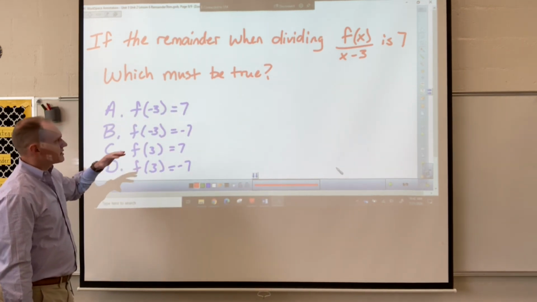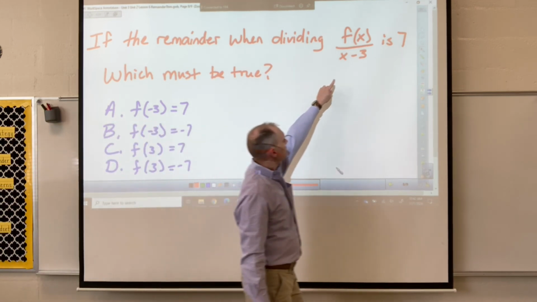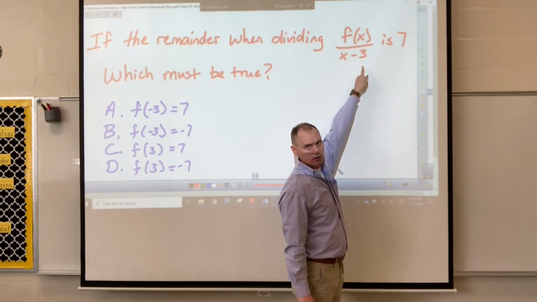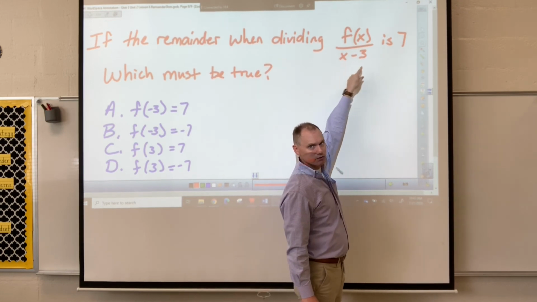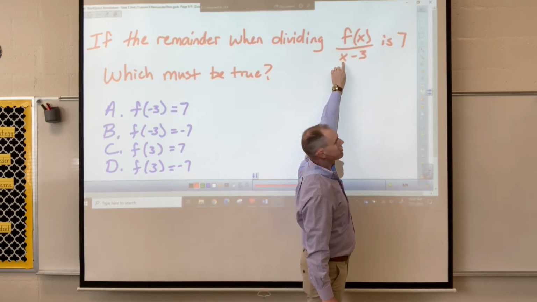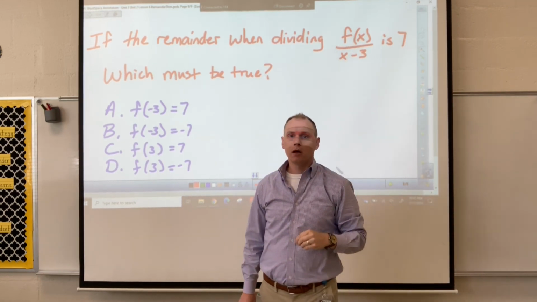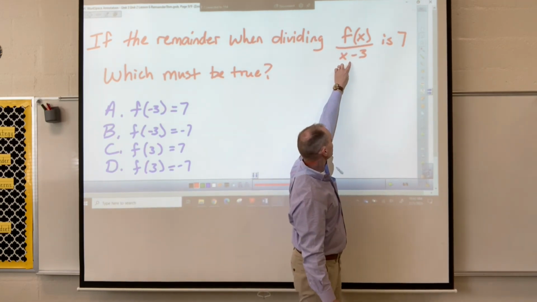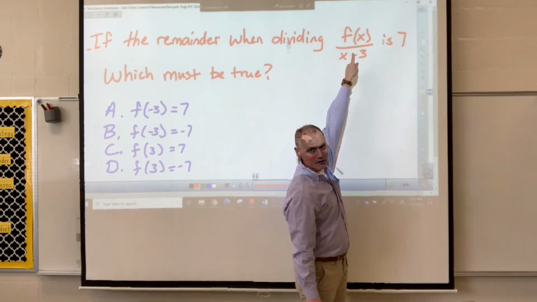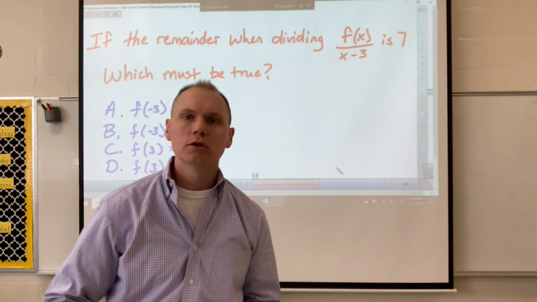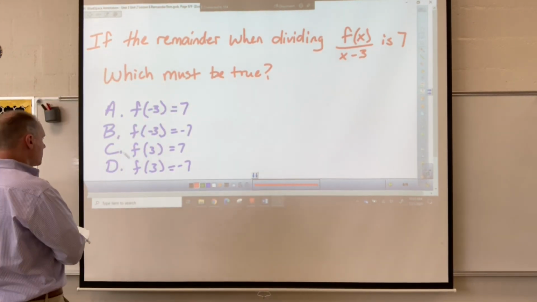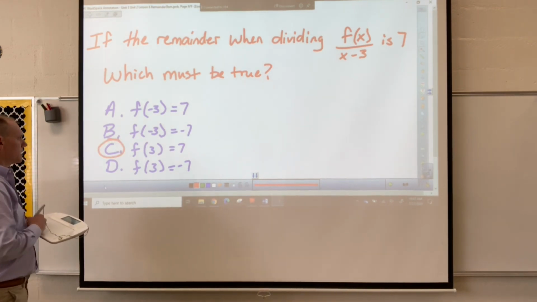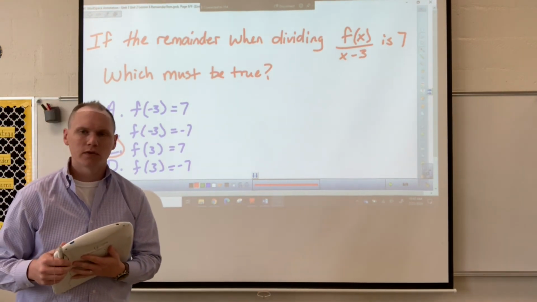Let's tie this all back together now. If we were to substitute, is it 3 or negative 3? Remember, it's the 0 of the divisor, so it's not negative 3. Whatever makes it 0, plugging in 3 here would make it 0. So the 0 of the divisor is actually 3 in this case. If we substitute 3 into the function, we should get the remainder, right? So f of 3 should equal 7. So our answer here is C. Hopefully that makes sense.